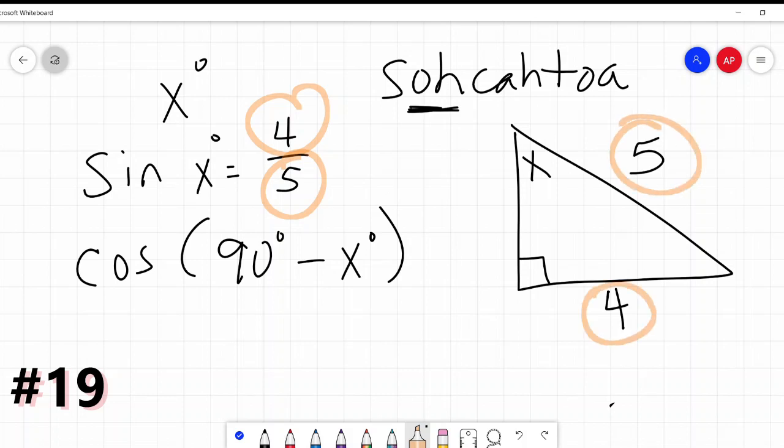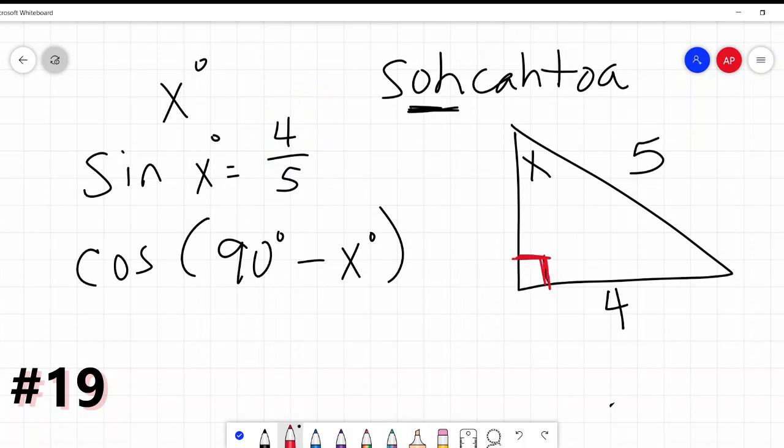Okay, so cosine of 90 minus x. Think about this triangle. This is a right triangle, which means this is 90 degrees, right? All triangles add up to 180. So if this is 90, these two added together must also be 90, since all three are 180, right? So these two have to be 90 when you add them together. So if this angle here is x, this angle could be called 90 minus x, right?